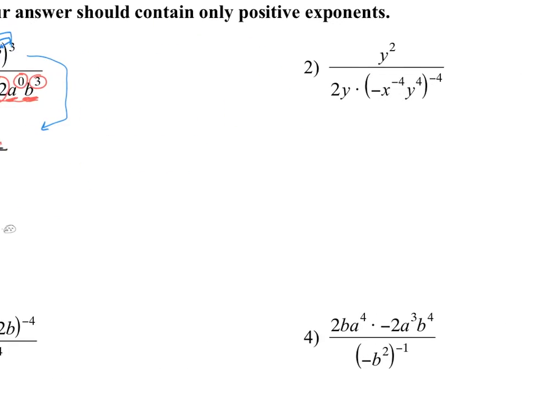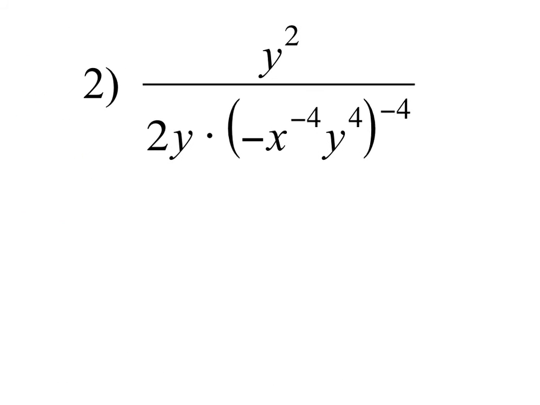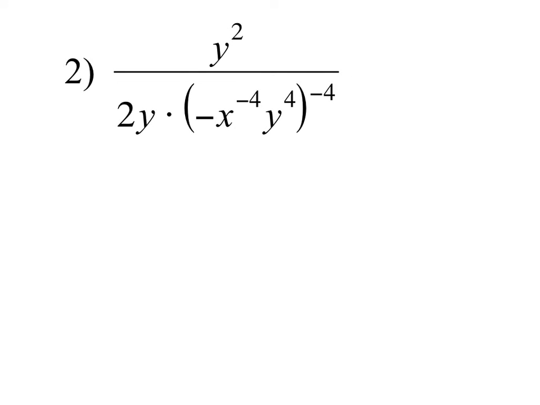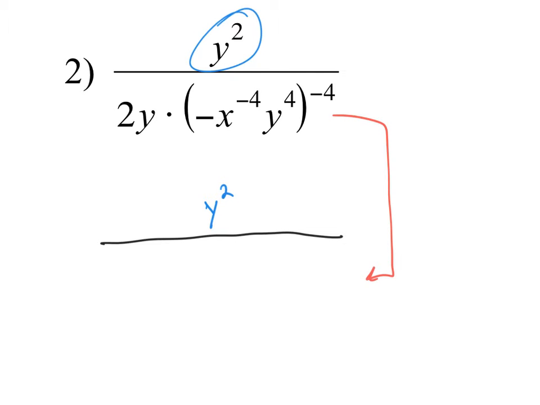Okay, all right, let's try another one. Here we go. Again, it looks like the bottom is going to need to be worked out here, because on the top there's not much we can do to it. So let's leave the top as it is. I'm just going to keep this here, y squared. And on the bottom, let's talk about what it's going to convert to.